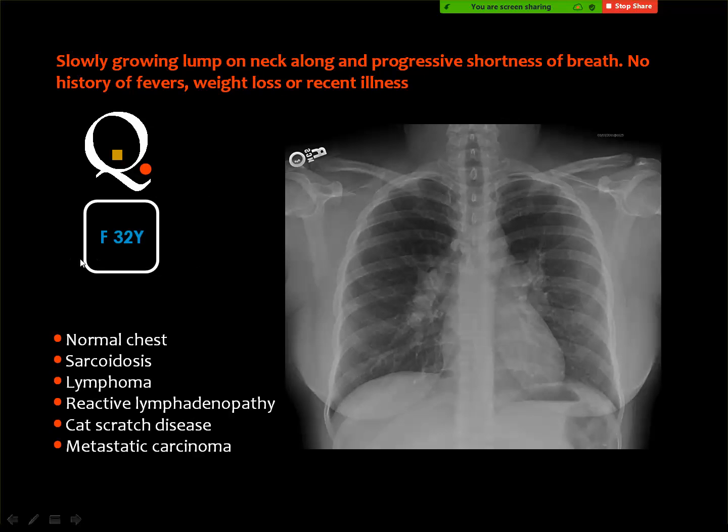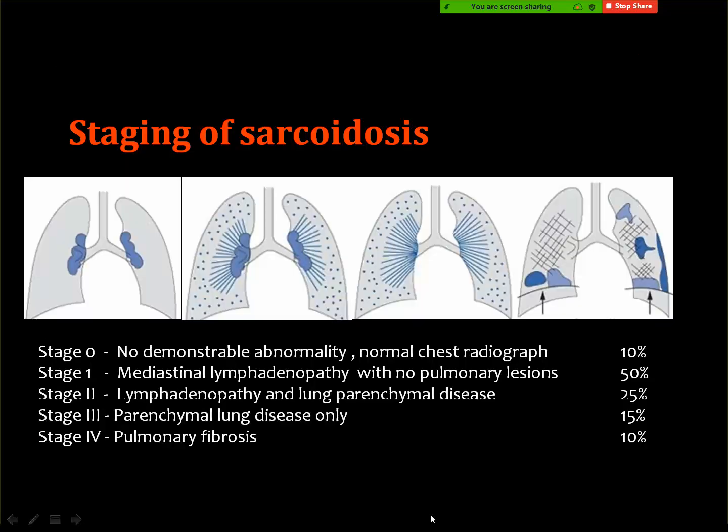And this is a female patient, 32 years old, with the chest X-ray. She had a slowly progressive lump on the neck with shortness of breath, no fever, no weight loss, or recent illness. This is a normal chest X-ray. Sarcoid, lymphoma, reactive lymphadenopathy, cat scratch disease, metastatic? Sarcoid. Yes, this is sarcoid: classic history, classic patient, and the classic chest X-ray for sarcoid. Bilateral symmetrical enlargement of the hilar shadows due to lymphadenopathy.